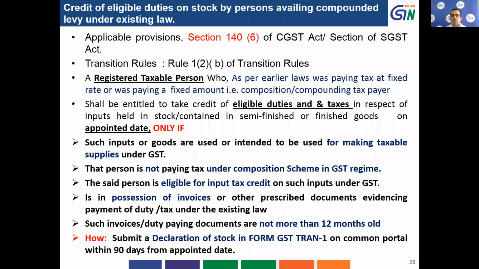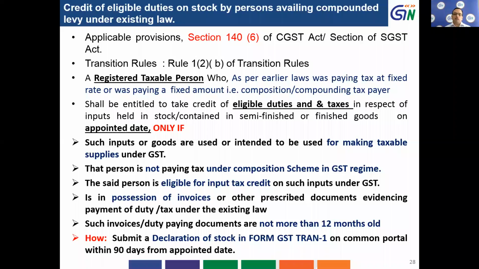So that was section 145. Now I am going to cover section 146 of the CGST Act. The relevant transition rule is rule 1(2)(b) of the transition rules. This talks about those taxpayers who were paying at a fixed rate in the existing law. They were either paying under composition, or they were compounding taxpayers, or they were paying at a fixed rate.